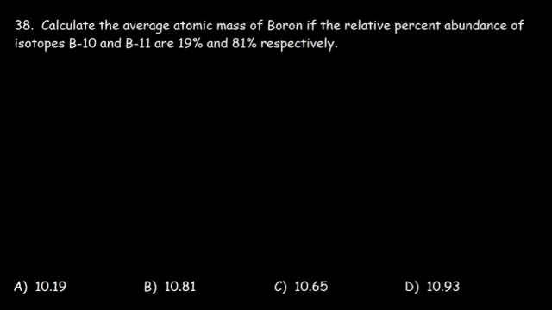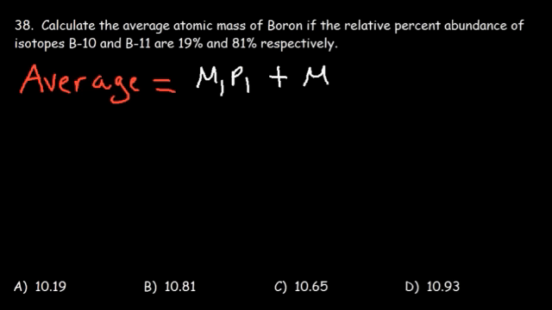Number 38. Calculate the average atomic mass of boron if the relative percent abundance of isotopes B10 and B11 are 19% and 81% respectively. So what we need to do is we need to take a weighted average of the mass of the isotopes. So the equation that you need looks something like this. So the weighted average is equal to the first mass times the percentage that corresponds to that mass plus the second mass times its respective percentage.